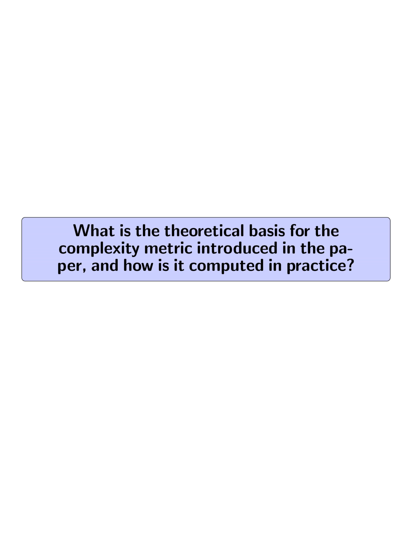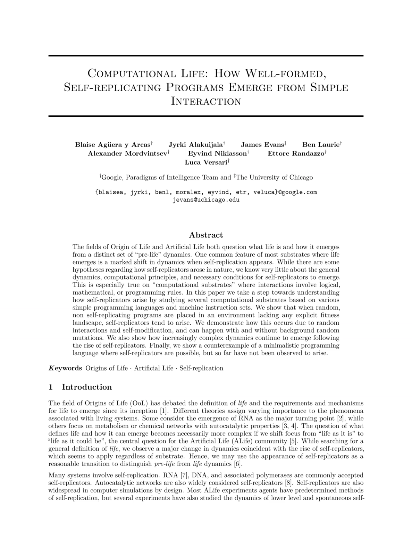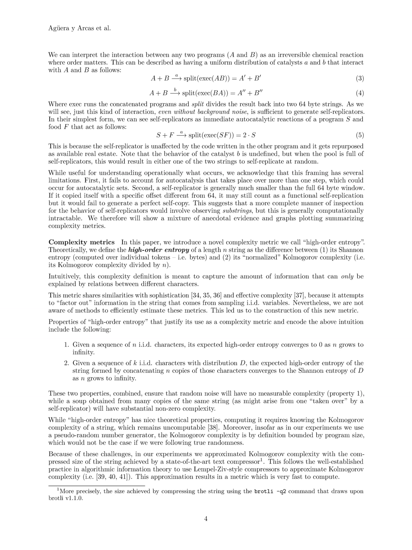What is the theoretical basis for the complexity metric introduced in the paper, and how is it computed in practice? The theoretical basis for the complexity metric introduced in the paper is called high-order entropy. It is defined as the difference between the Shannon entropy and the normalized Kolmogorov complexity of a string. The metric aims to capture the amount of information that arises from relations between different characters in the string, rather than from random noise.